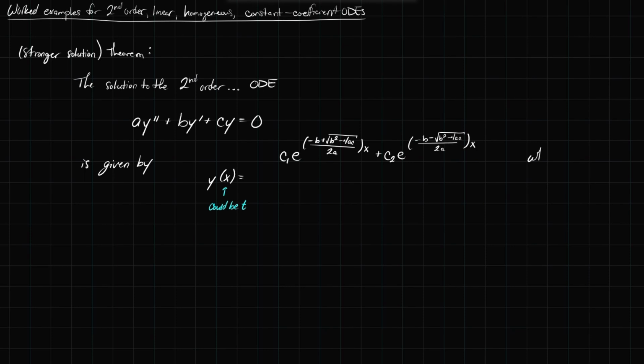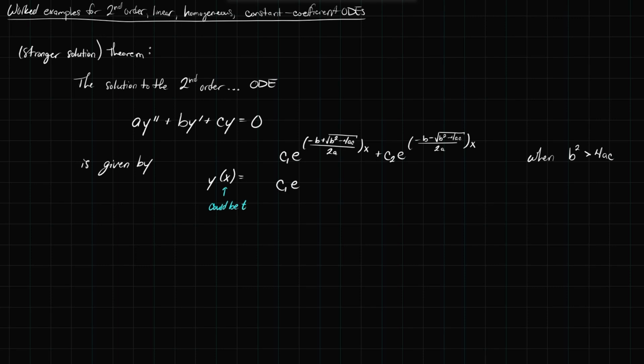This is going to be true when b squared is strictly greater than 4ac. Strictly greater is going to guarantee that this is a square root of a positive number, and therefore you won't have any imaginary terms there. So you have the advantage of leaving everything as an exponential.